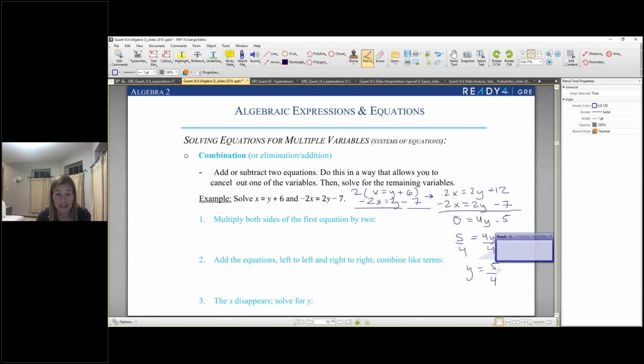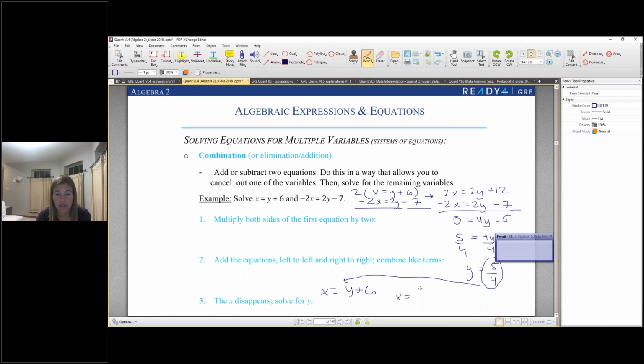Now, if I want to know what x is, I just plug it into one of these. So I'll take that first one. We know that x is equal to y plus 6. But now I know that this y is actually 5/4.